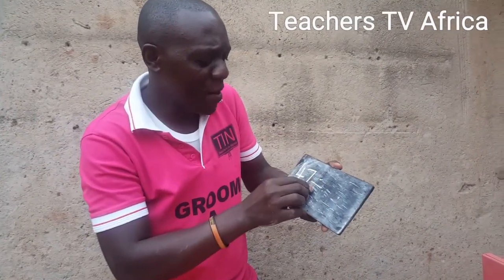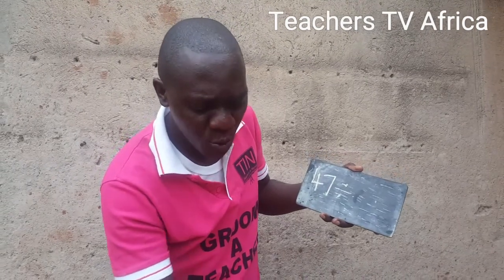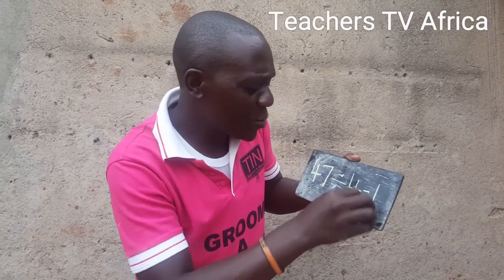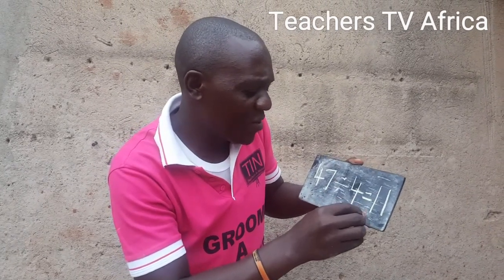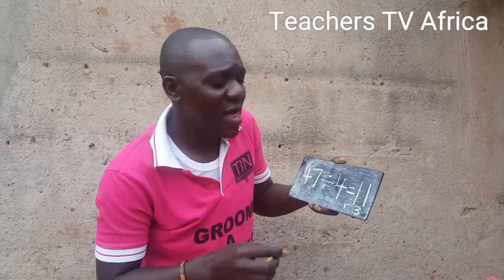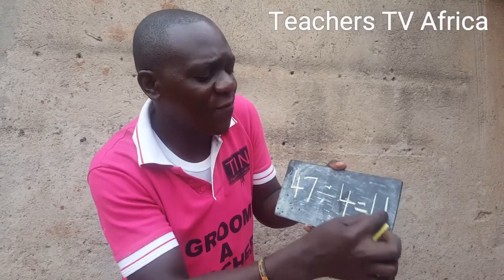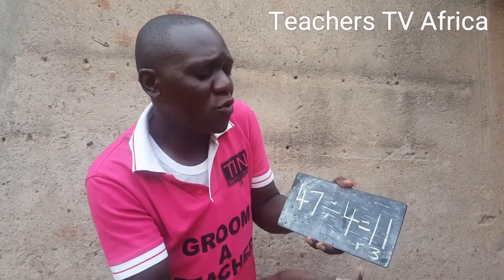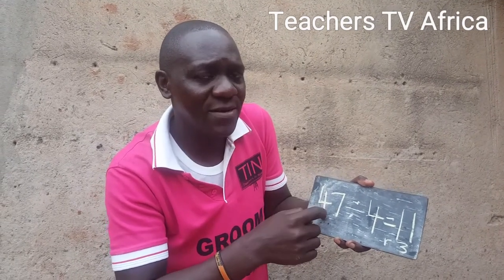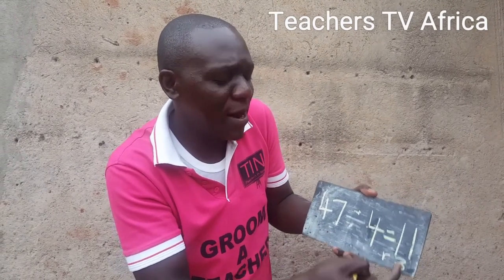Then we divide them among 4 students. And how many has each got? Each has got 11. We remain with the remainder of 3. Are we together? Now, if you multiply this 11 times 4, you'll get 44. And if you add the 3, you'll get 47. Meaning it will take you back here to the dividend. This is our quotient, this is our divisor, and this is our remainder.